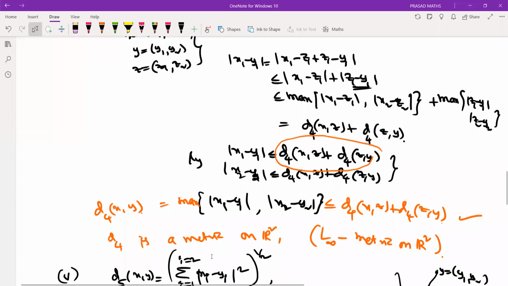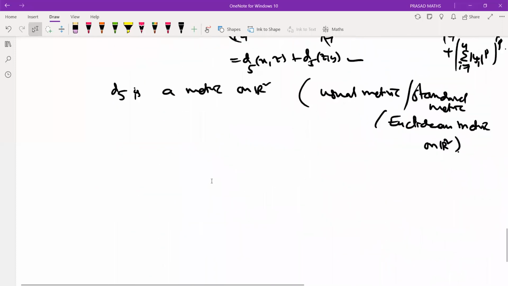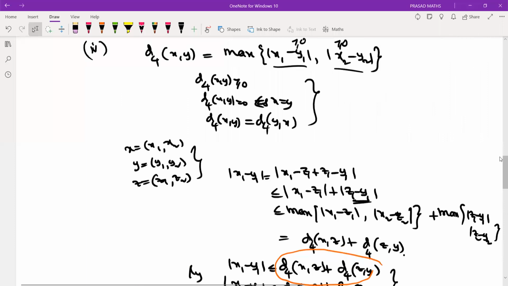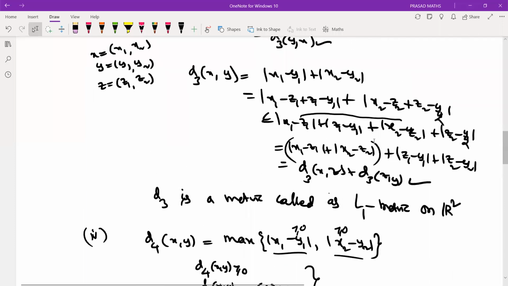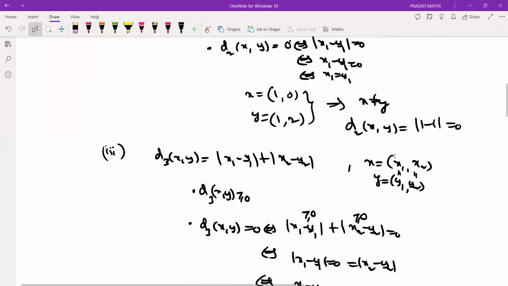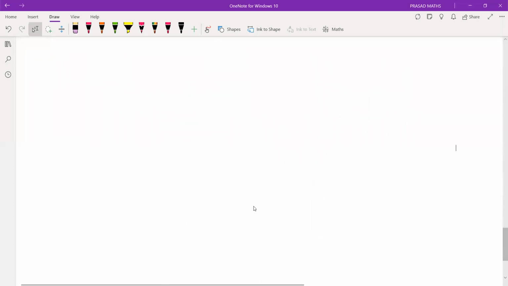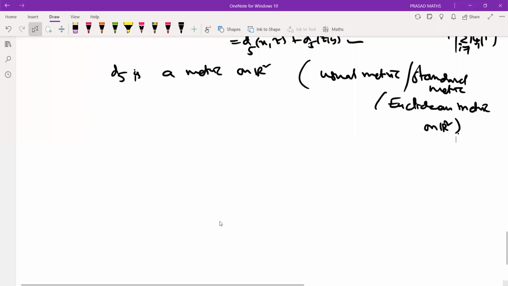See what I'm doing. We first studied R, then we extended this idea to R power 2. Similarly, we can extend this idea to sequences. This is problem number 1. Next, I'm going to tell you problem number 2. You can extend this idea to sequences.